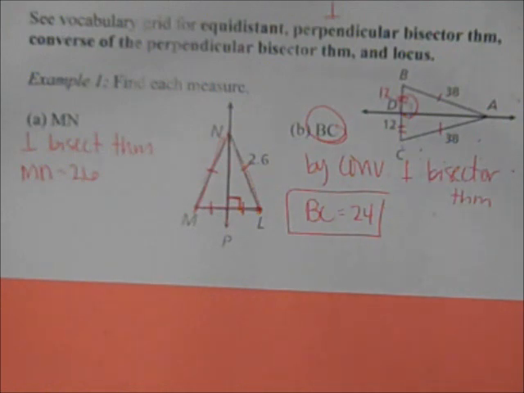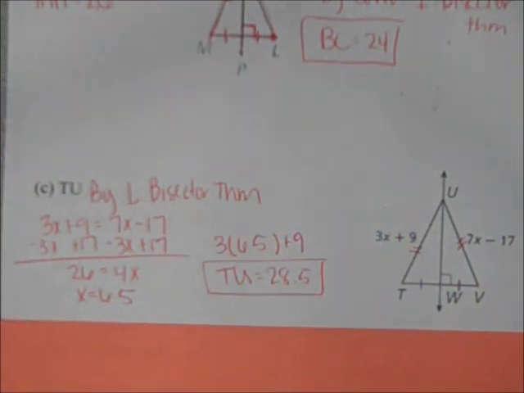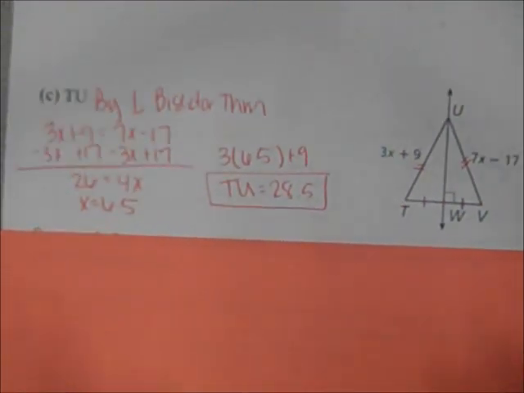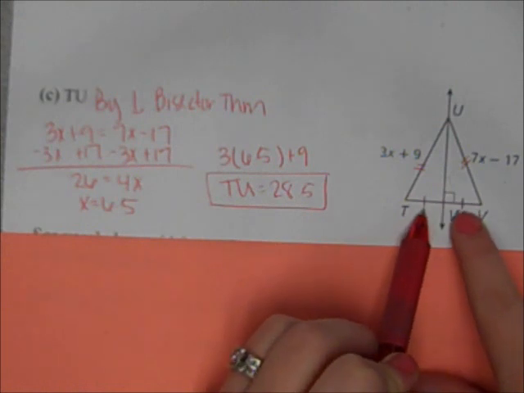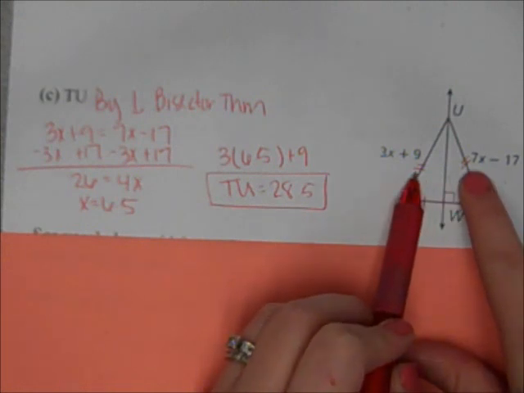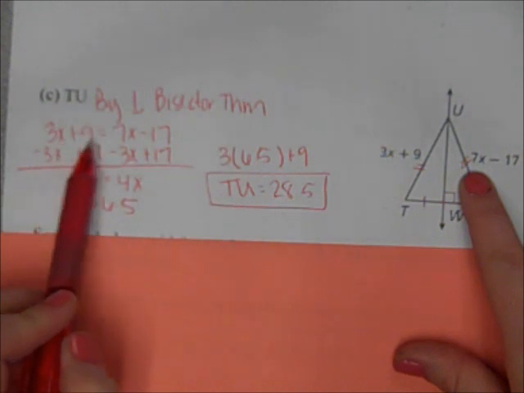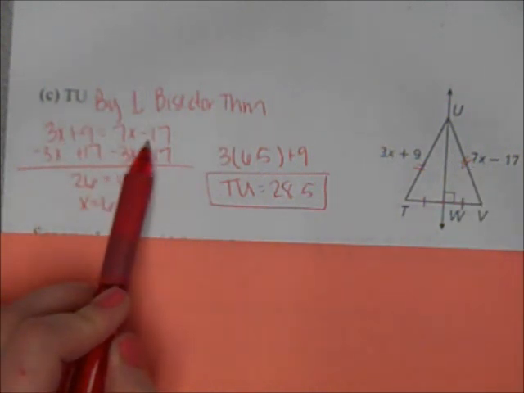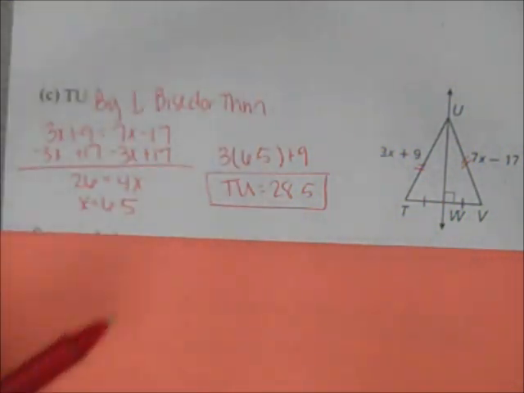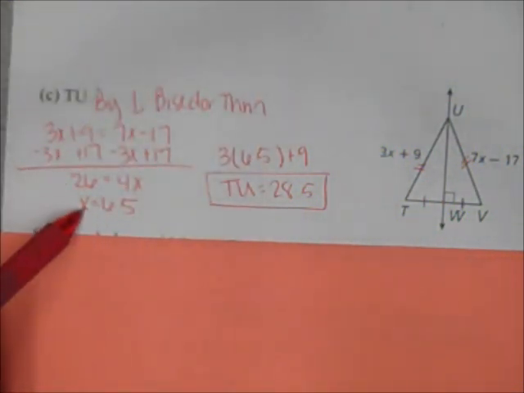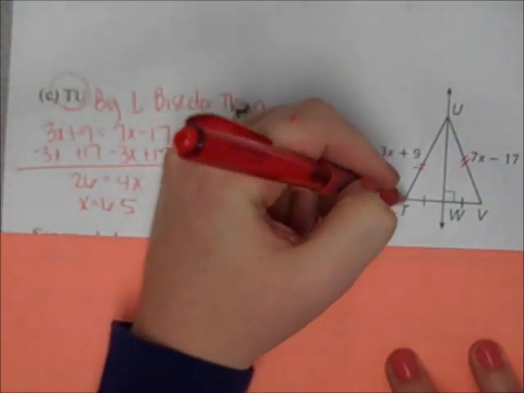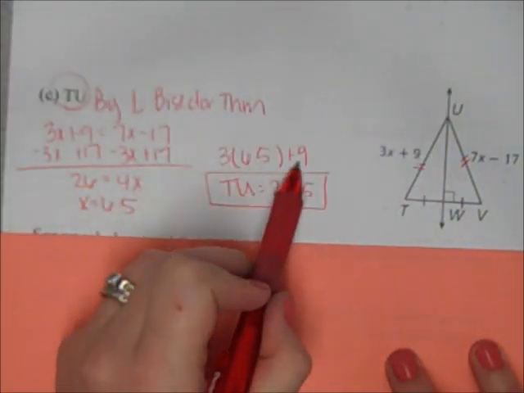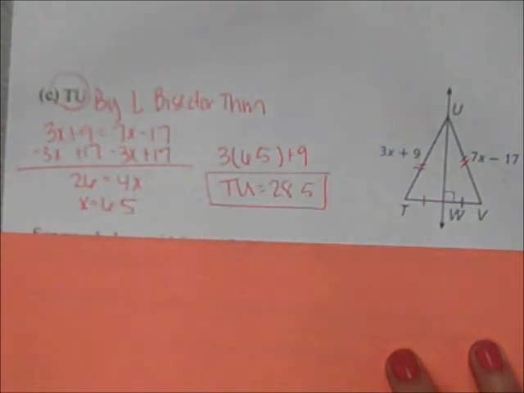Okay, pause here and try C with a little bit of algebra. Okay, so C is the perpendicular bisector theorem because I have perpendicular and I have bisector. So that means I know that these two sides are congruent. So here's 3x plus 9 is equal to 7x minus 17. Now this is where we stopped earlier, but now we just have to solve. So x is equal to 6.5. Now it's asking me to find TU, so I'm going to plug that back in here. 3 times 6.5 plus 9, that's 28.5.